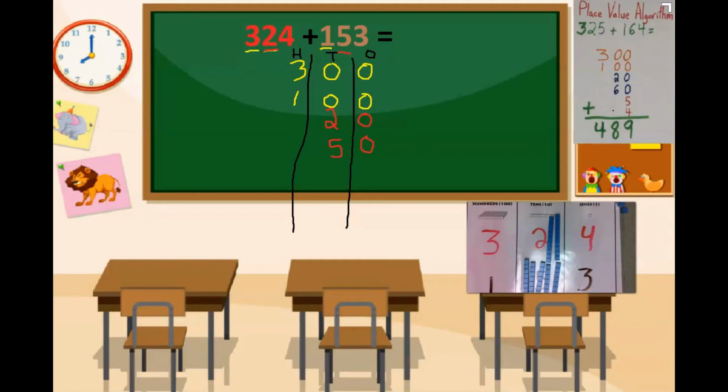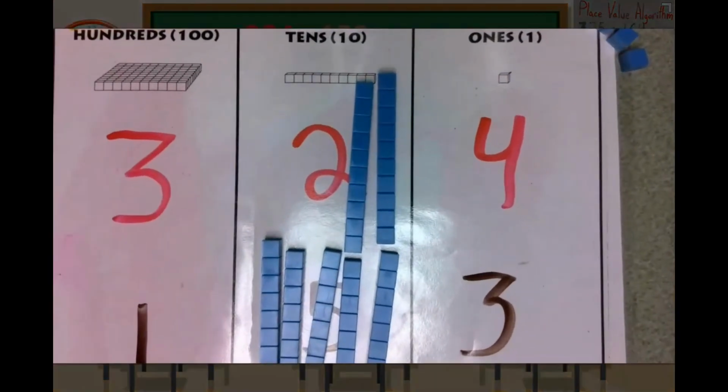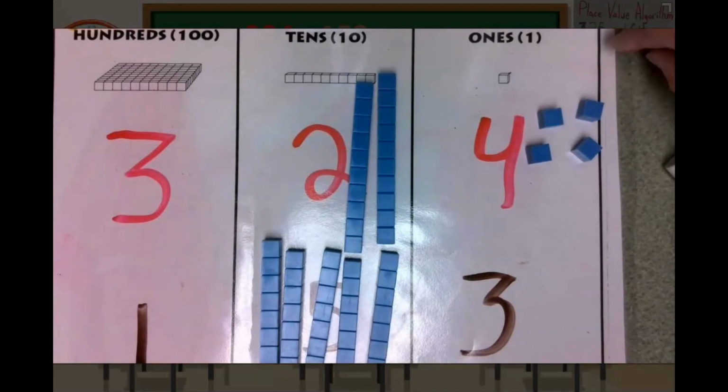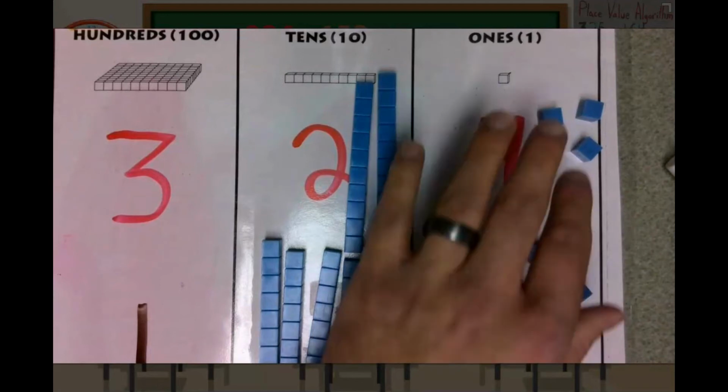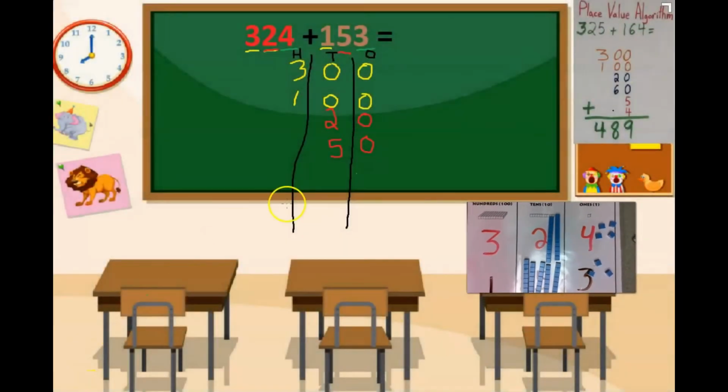Now let's go to the final place value, which is our ones place value. We have 4 ones and we have 3 ones. So we have 1, 2, 3, 4, and 3 ones, 1, 2, 3. Is that 40 and 30? No, it's in the ones. It's just 4 and 3. So we have 4 and 3 in our ones place value that we're going to add.